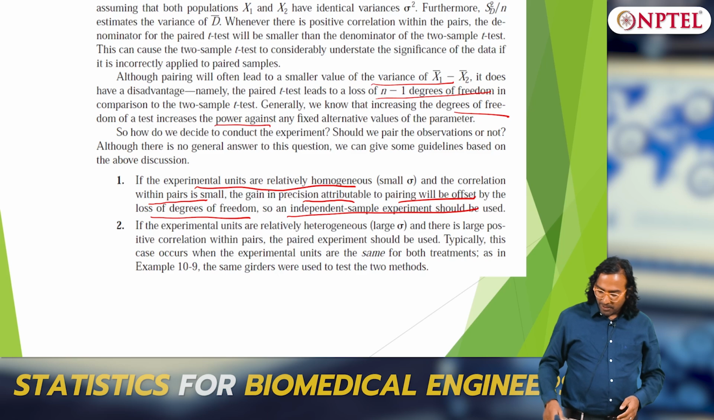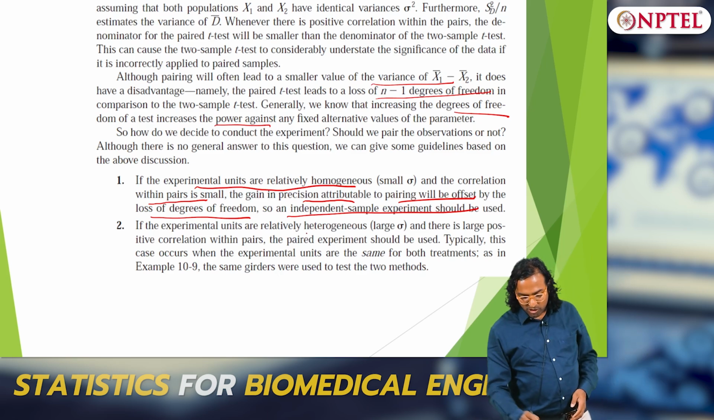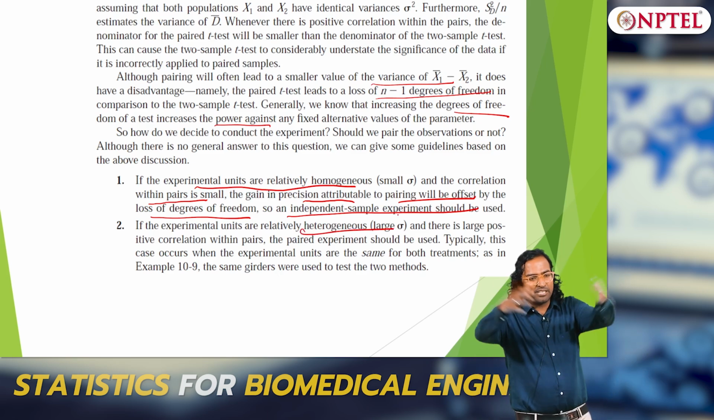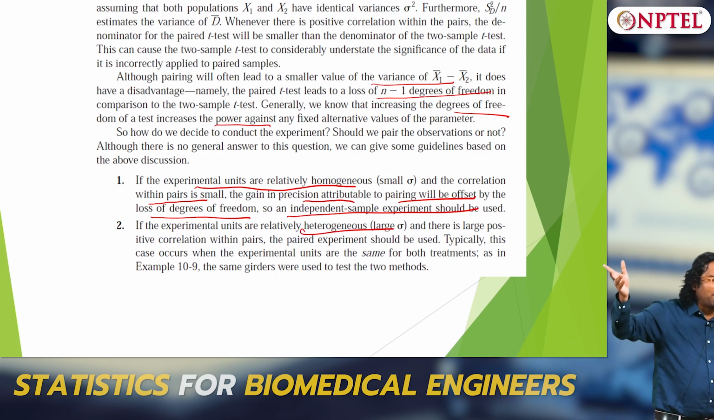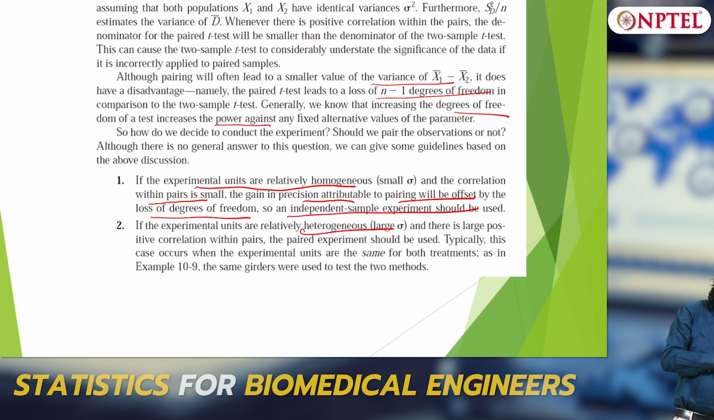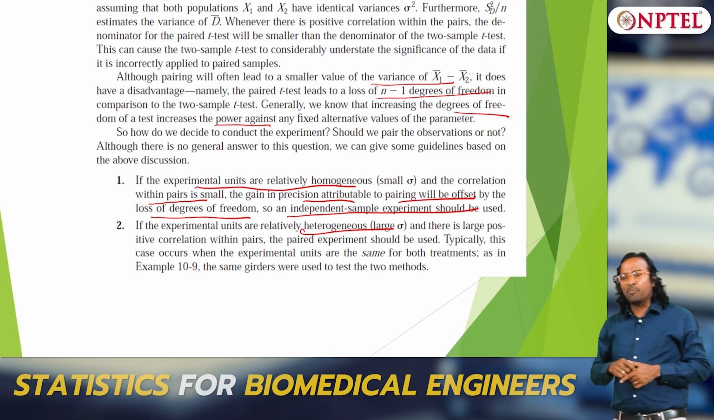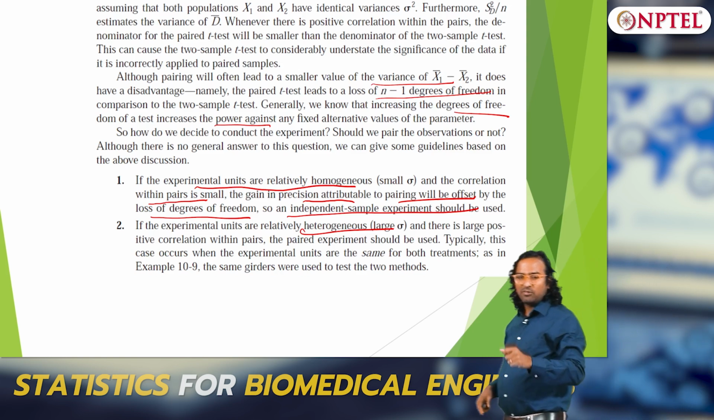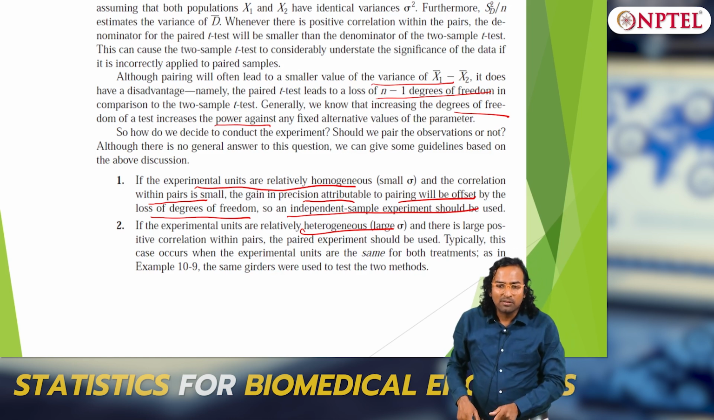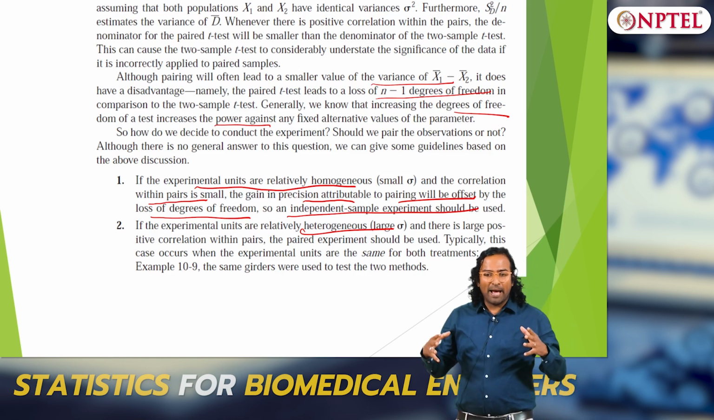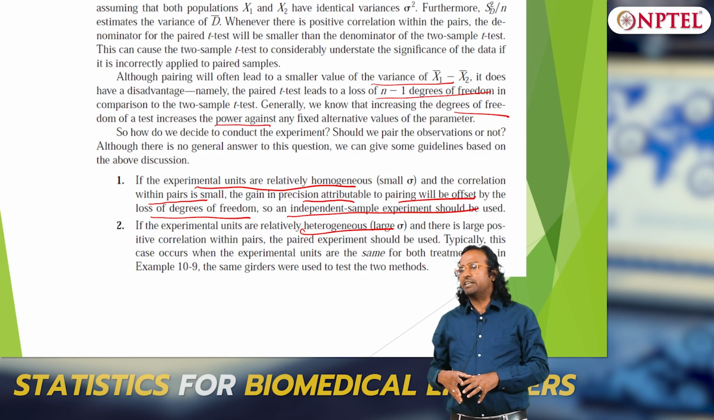Whereas if the experimental units are relatively heterogeneous, so the underlying population units are heterogeneous, the results will depend upon which sample you are doing. Okay, that is the issue, the results will depend upon the particular sample itself. Then it is better to do a paired t test, because a paired t test enforces homogeneity.